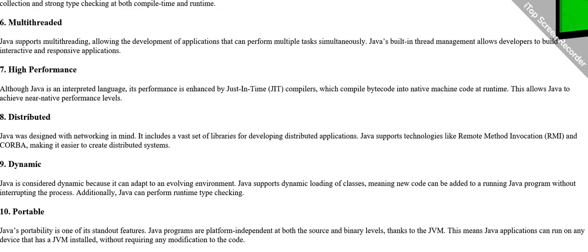5. Robust. Java is designed to be reliable, with strong memory management and error handling. It eliminates issues such as memory leaks and invalid memory accesses through its automatic garbage collection and strong type checking at both compile time and runtime.